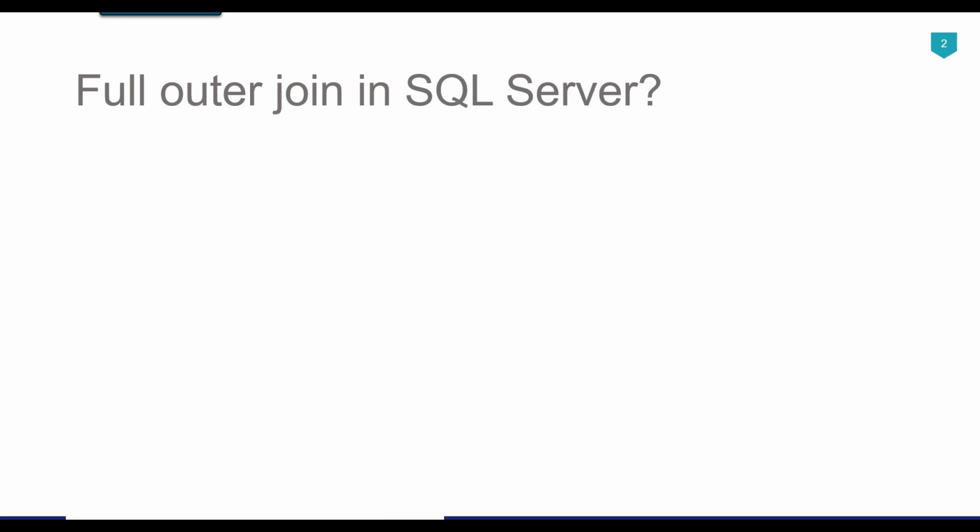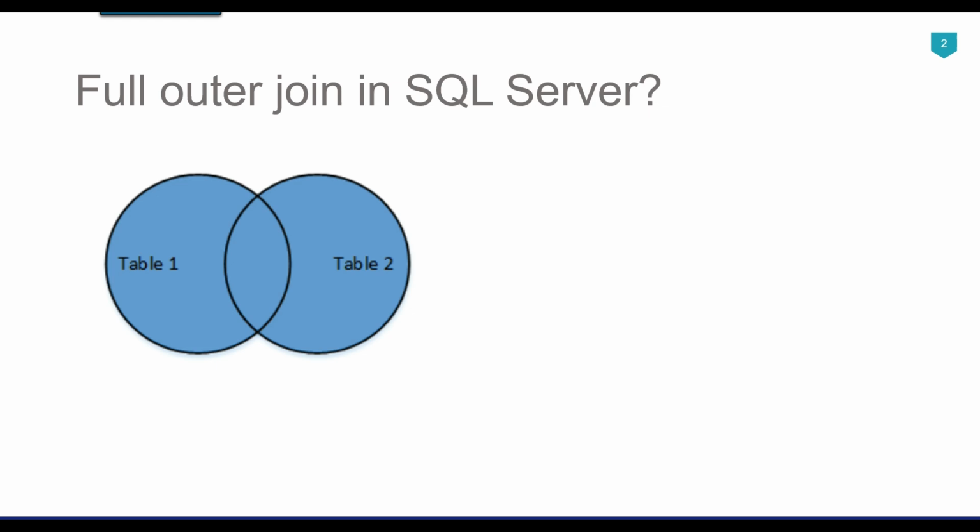So the full outer join looks like this: it will select all data from the left table and all the data from the right table, but only for the matching records, and in case there is no match, then of course it will have null values. So we will look at the full outer join in this particular video. Let's jump to the demo.